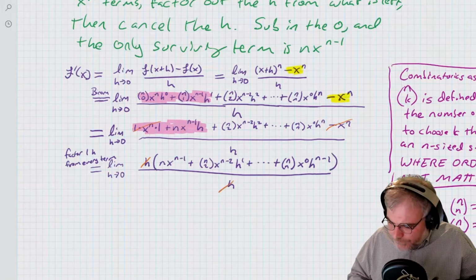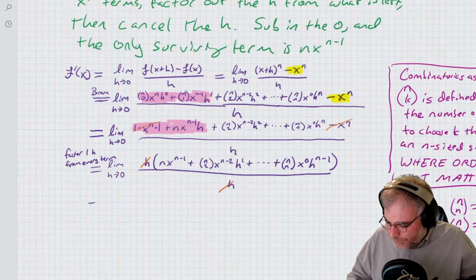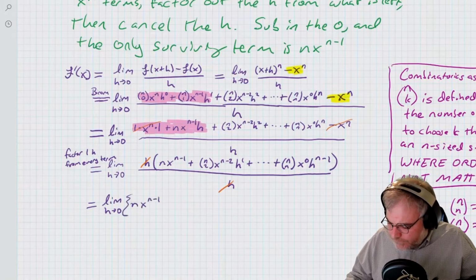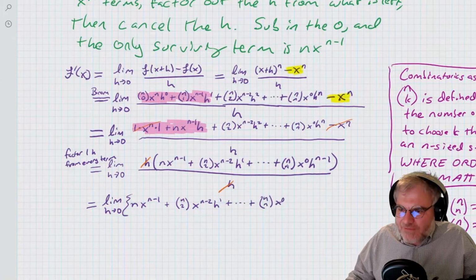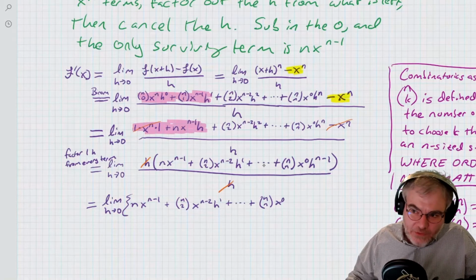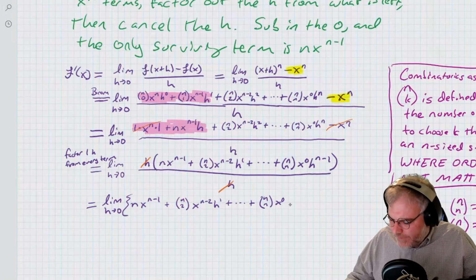The h's cancel. What's left is the limit as h goes to 0 of nx to the n minus 1 plus n choose 2 x to the n minus 2 h to the first plus dot dot dot plus n choose n x to the 0. Yeah, I know that's 1, but if I simplified this term, I'd have to add another term in here to make the dot dot dot work, and I don't want to. So I'm just going to leave it. h to the n minus 1.